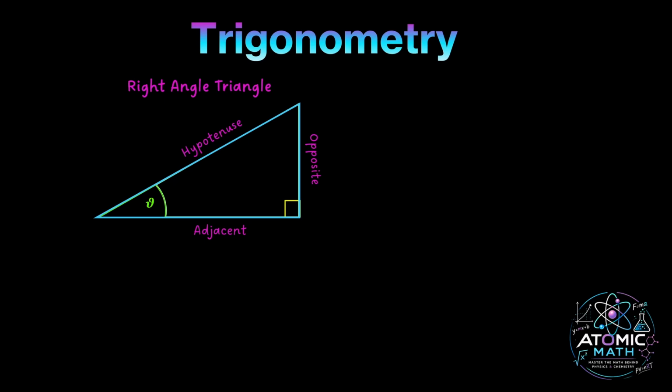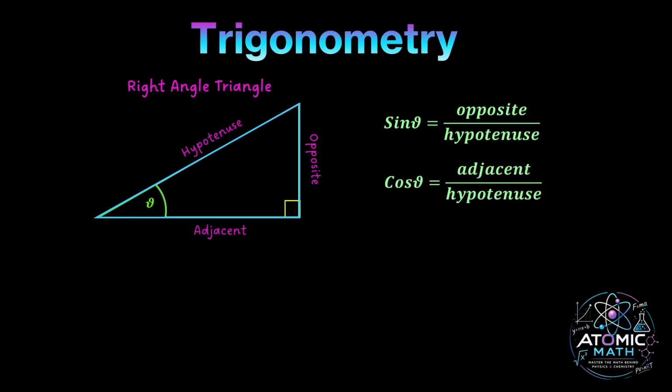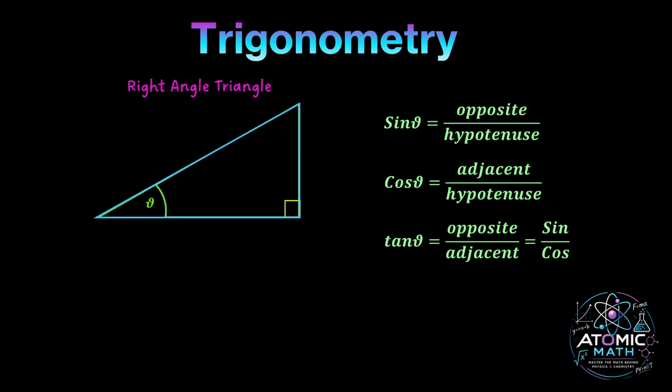So just a quick review, our right angle triangle, we have our hypotenuse, opposite, adjacent. And we know that the sine of theta is always going to be opposite over hypotenuse. And cos theta is going to be adjacent over hypotenuse, and tan is going to be opposite over adjacent, or sine over cos. So how does this help us with vectors? Let's put this on a graph.